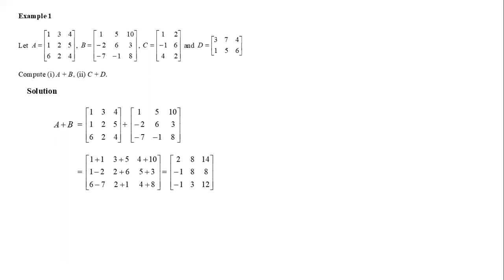Yes, we cannot add C. Please, I hope others are also following. It's not only one person. Others should also follow. We cannot add C and D because your C is a 3 by 2 matrix and your D is a 2 by 3 matrix, which fails the condition of addition that they must be of the same dimension.